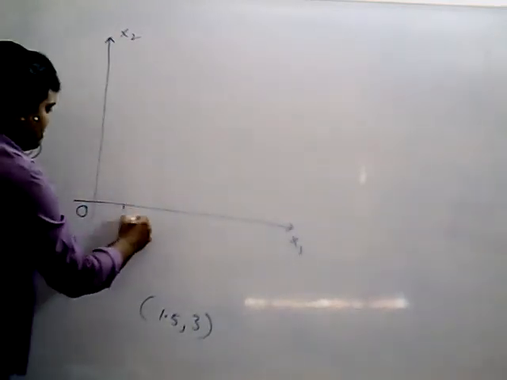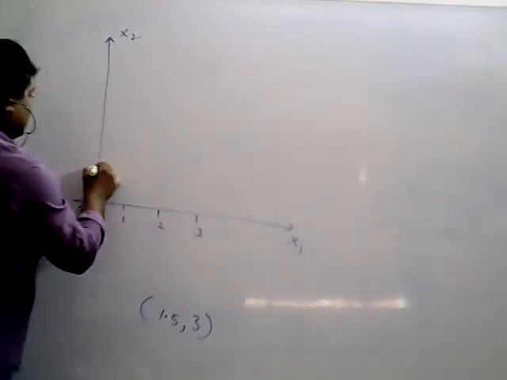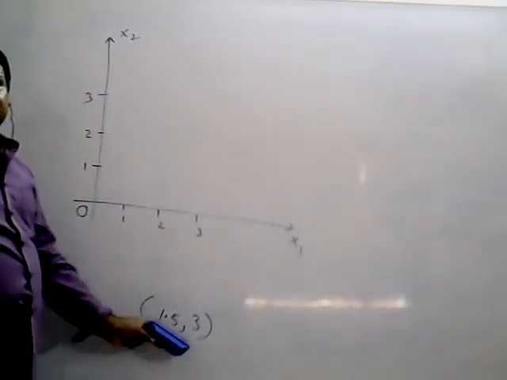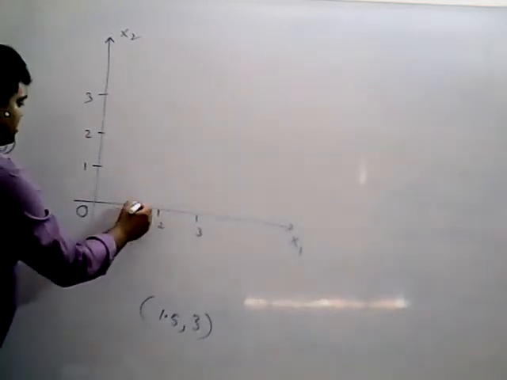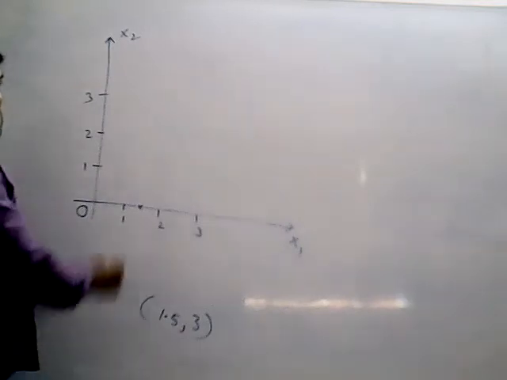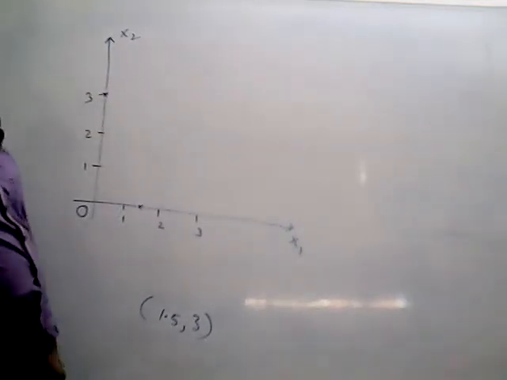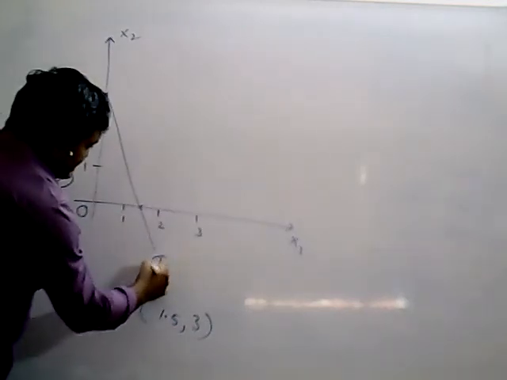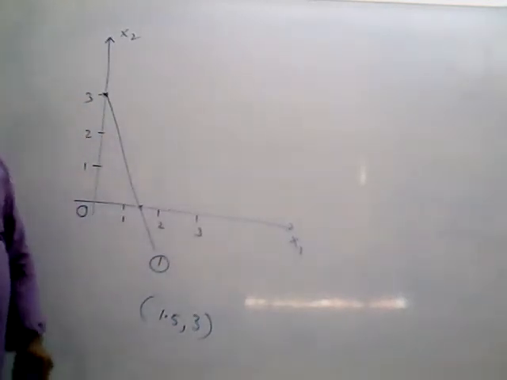Okay. So 1, 2, 3. This is also 1, 2, 3. So the first point is (1.5, 1.5). So this is 1.5, and 3 is this one. So join these points. This is line 1.